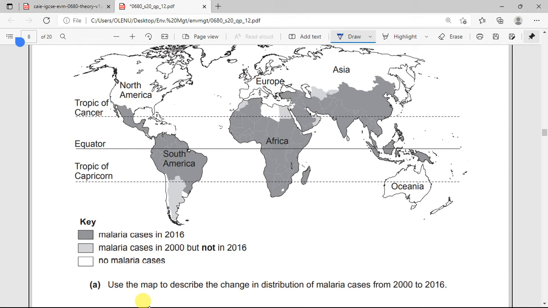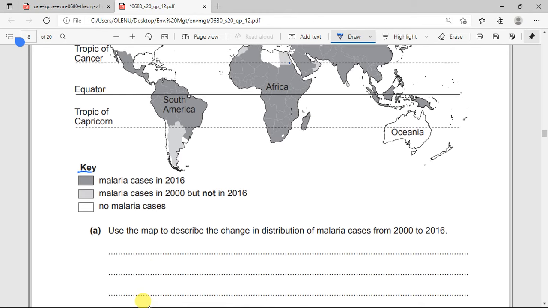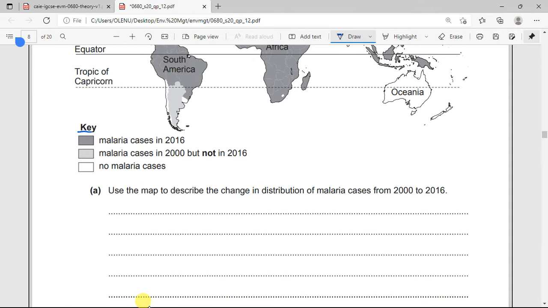The key is the guide to interpreting the map. So these are areas with malaria cases in 2016. Now malaria cases in 2000 but not in 2016, we have them here. Then we have areas with no malaria cases. So the first question is, use the map to describe the change in distribution of malaria cases from 2000 to 2016.